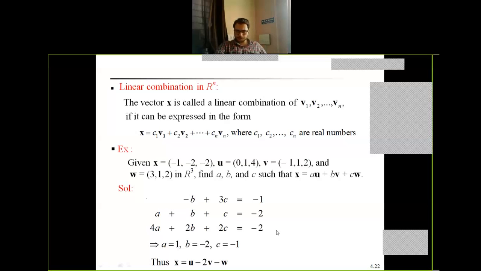Are you getting this? A very simple example showing linear combination, like a plus 2b is equal to c. X is equal to u minus 2v minus w. So at the end of this example, we can say x is a linear combination of u, v, and w, since components of x can be expressed as scalar multiples of vectors u, v, and w. And which are those scalar multiples? In case of u, it is 1. In case of v, it is minus 2. And in case of w, it is minus 1.